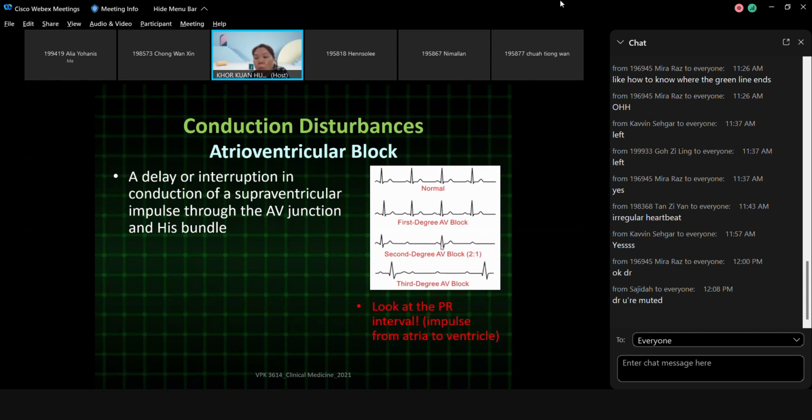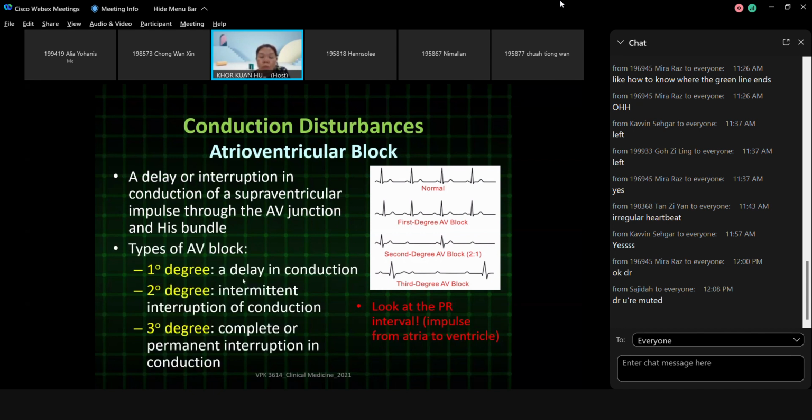Then the P wave comes back and sends an impulse back. Okay, we will work. So they send another impulse, it's jammed. So there is a delay or interruption. So in first degree AV block, there is a delay: PR interval delay. Second degree AV block, intermittent interruption. Third degree AV block just tells you there is a complete or permanent interruption in the conduction. That's all that it means.